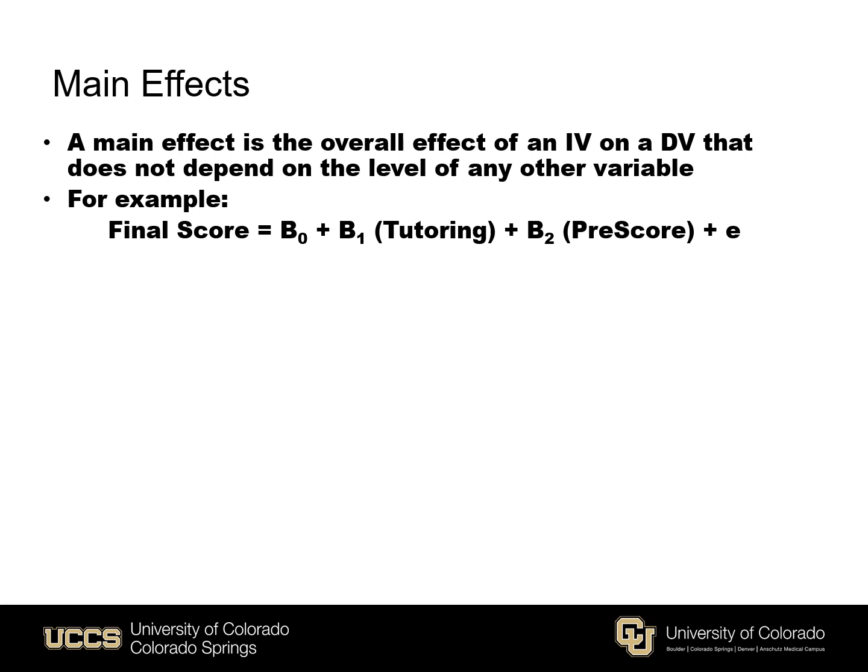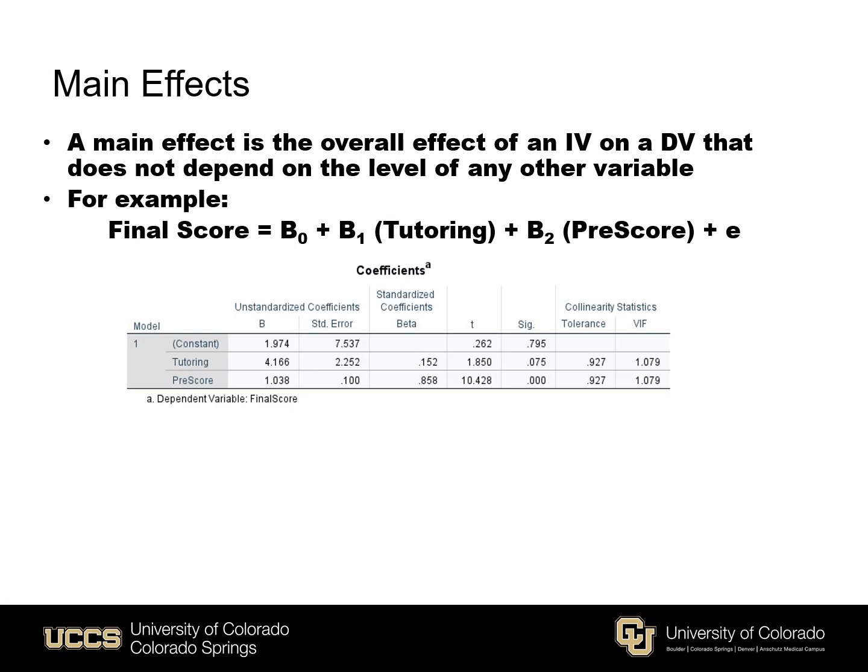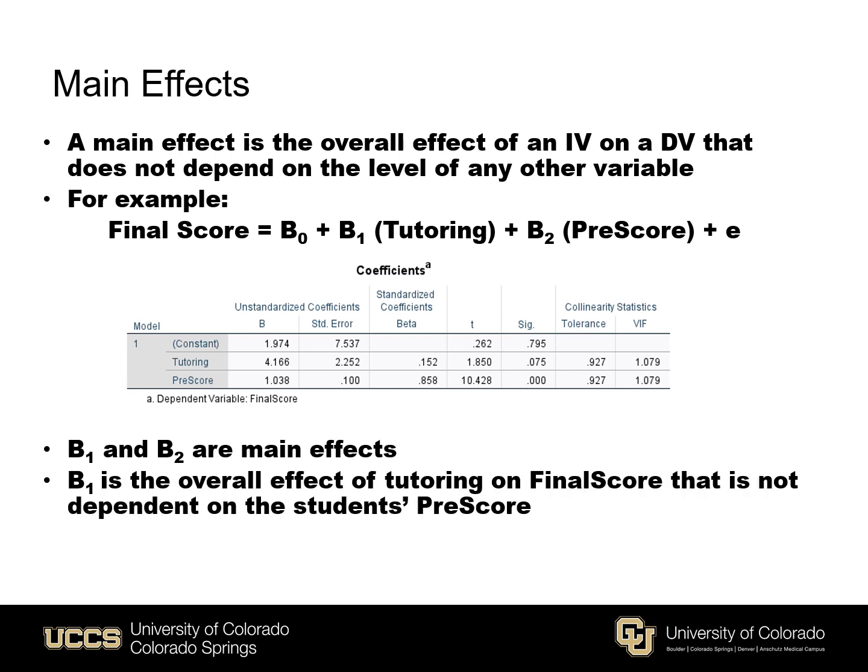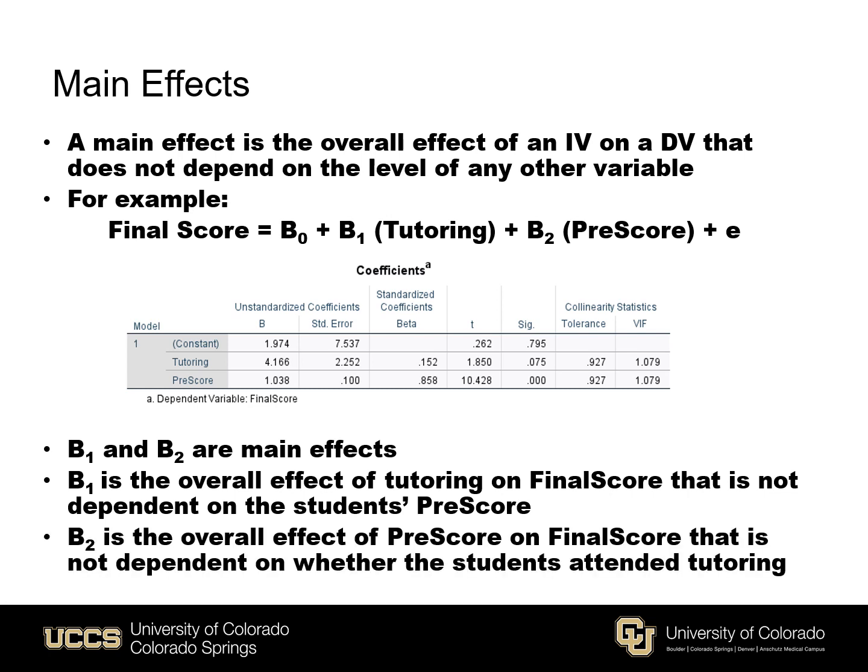So let's go back to our familiar example of final score as a function of tutoring and pre-score. Recall these were the results that we just saw when we ran that regression model. B1 and B2 are considered main effects, because B1 is the overall effect of tutoring on final score, and it's not dependent on the student's pre-score. Similarly, B2 is the overall effect of pre-score on final score, and it's not dependent on whether the student attended tutoring or not.